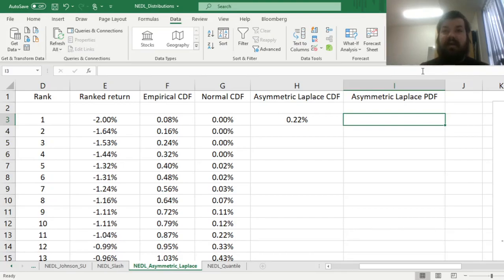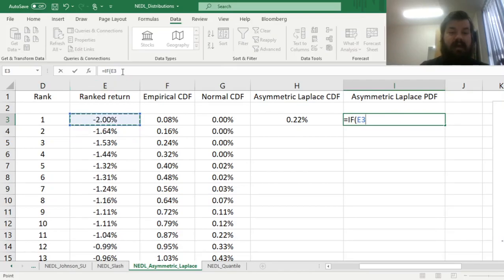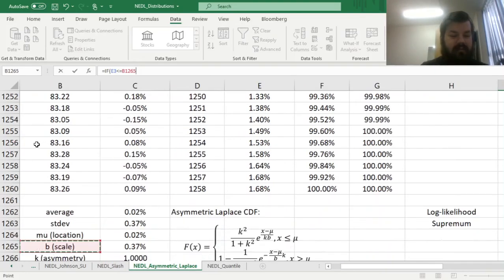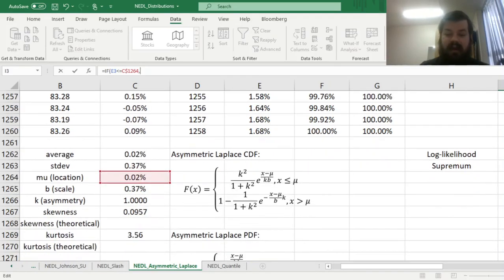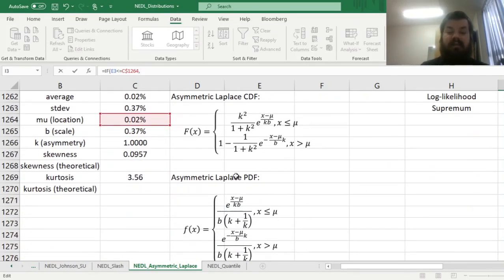For the probability density function, we need to do a similar trick. We need to consider two cases. If our rank return in cell E3 is less than or equal to our location parameter mu. And by the way, as the function is smooth, you can either put less than or equal or less, it wouldn't affect the results. If we are on the left tail, then we need to return this value of the probability density function with k in the denominator again. So the exponent of E3 minus the location over b times k in the denominator.